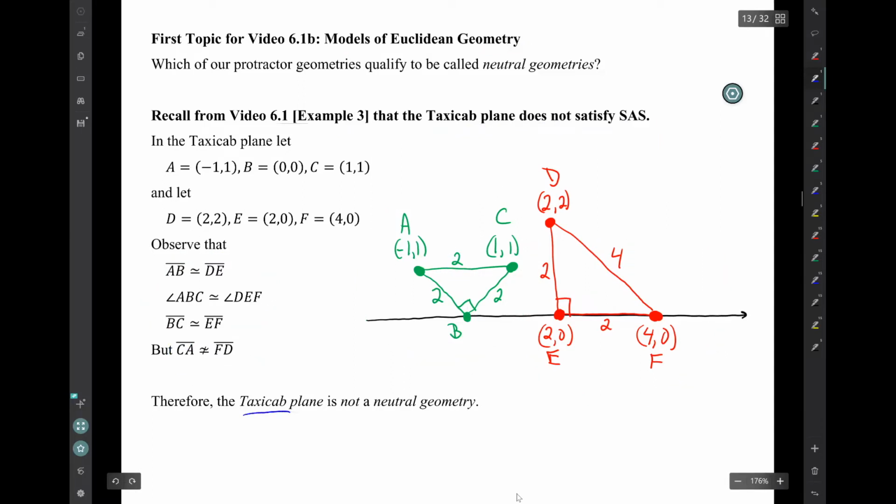So therefore, the taxicab plane is not a neutral geometry. It does not satisfy the side-angle-side axiom. So even though it is a protractor geometry, it does not qualify to be called a neutral geometry.